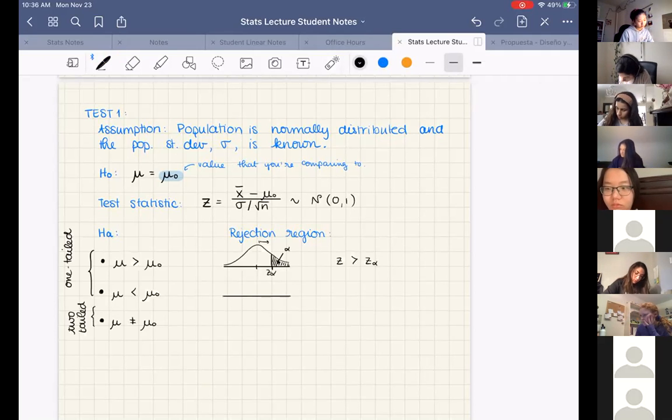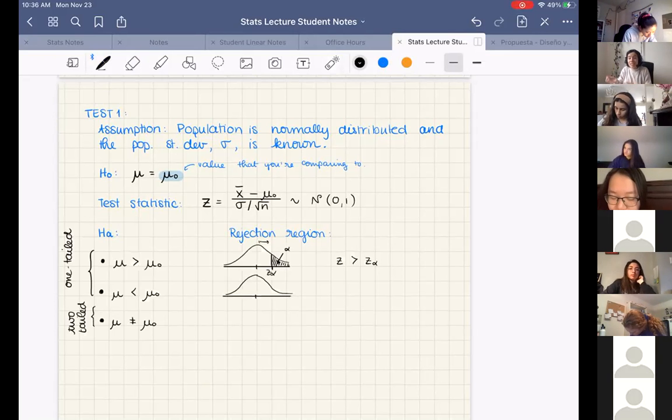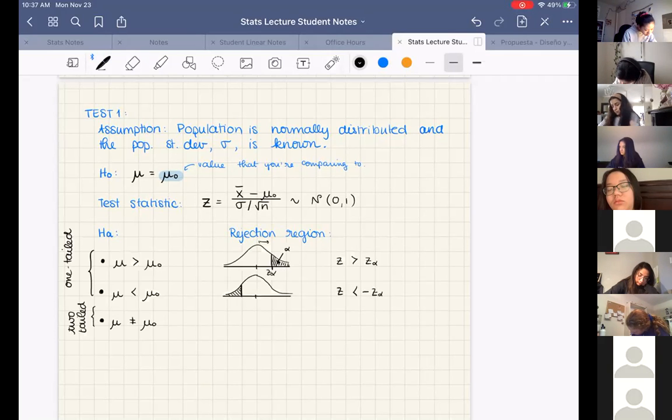Then, if I'm trying to show that my mean is actually smaller than the value that I'm comparing it to, then what I should look for is evidence that suggests that my mean is smaller than that value, right? So instead of looking for values that are extremely high, I'm going to look for values that are extremely low. And those are the ones that are going to suggest that my mean is actually below the value that I expect it to be, which means I should look for values that are somewhere around here. Okay, so in this case, I will reject if z is smaller than minus z alpha, because I know this to be symmetric, right? So this is going to be minus z alpha.